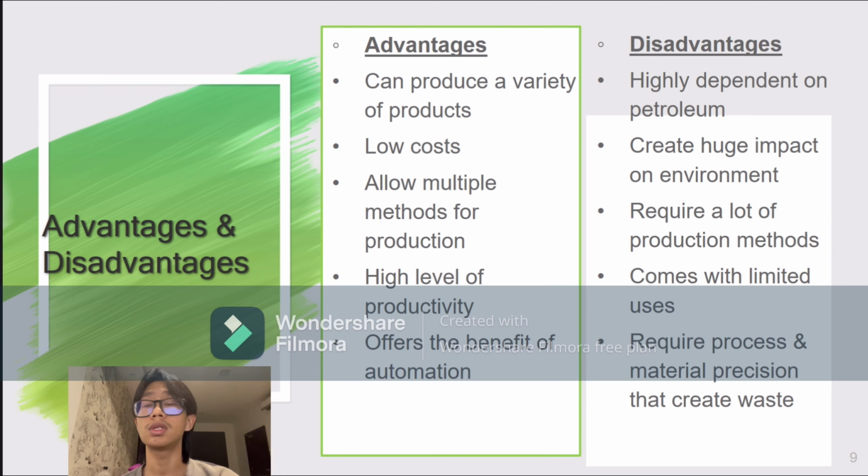And the third one is it allows multiple methods for production. As already implied, blow molding uses various methods to create the final product. Now this technology is continuing to develop to improve such production methods, using tweaks in design and moving toward pure automation.